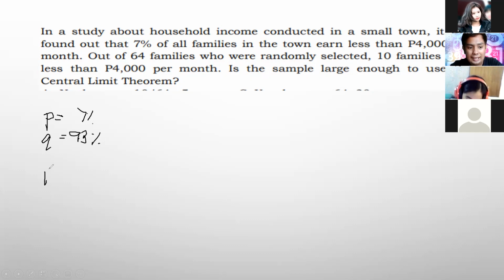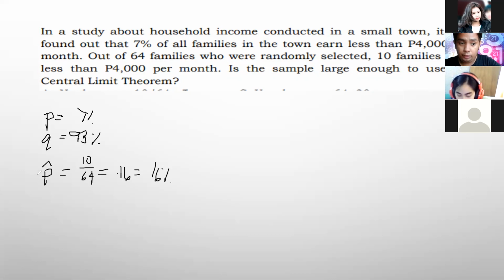Ngayon, ano yung P hat natin? P hat or sample proportion. That will be 10 over 64. That's correct. What is 10 over 64? Pag divide natin, 10 divided by 64 is 0.15625, or approximately 0.16, or 16%. So that is our P hat, okay, or sample proportion.